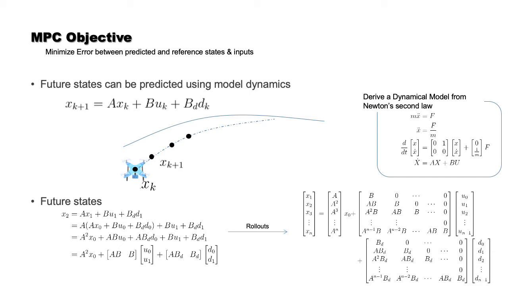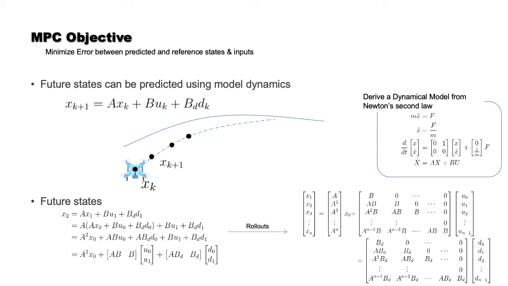And the dynamical model can be derived from Newton's second law and rewritten in a similar manner as on the right. So F equals ma can be rewritten as a equals F over m, and this x2 dot can be converted into a first order derivative. However, one should be careful since this is a continuous state. You need to discretize based on the sample time.